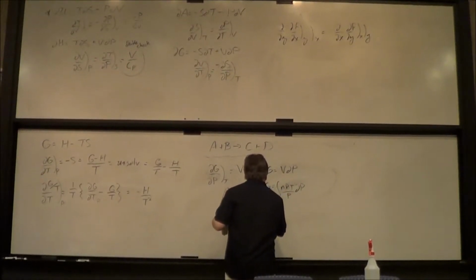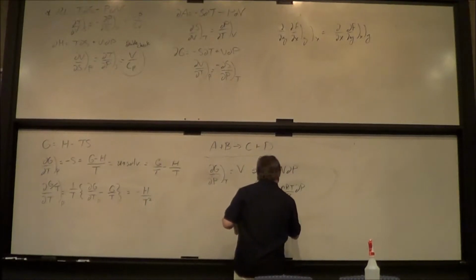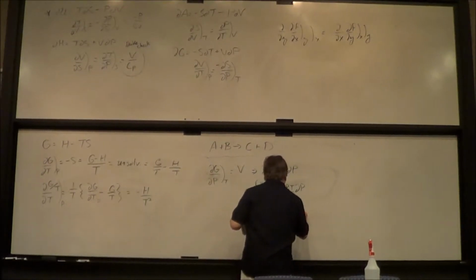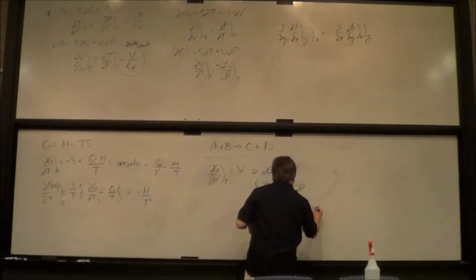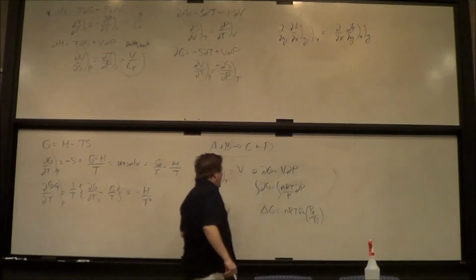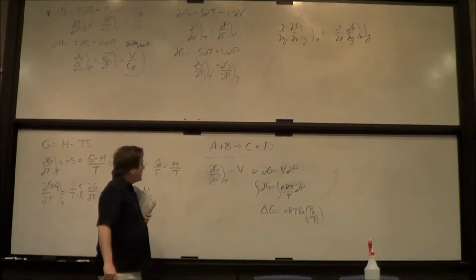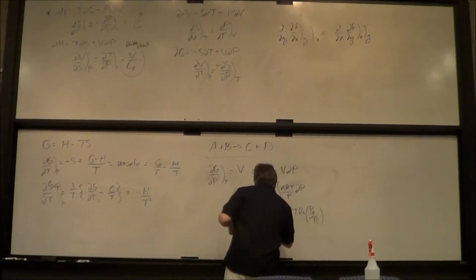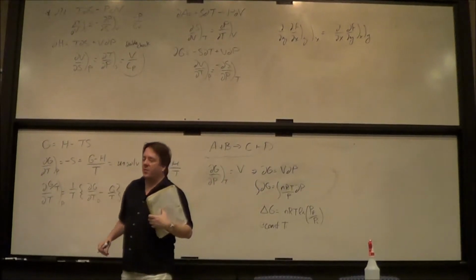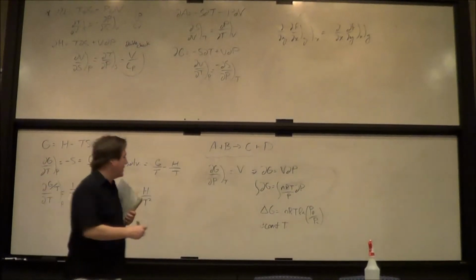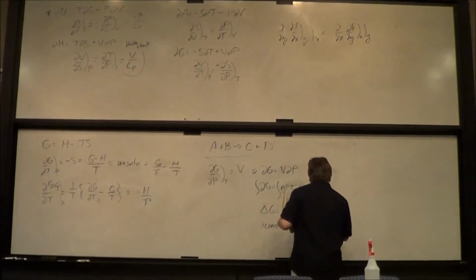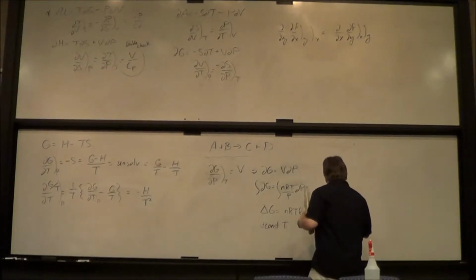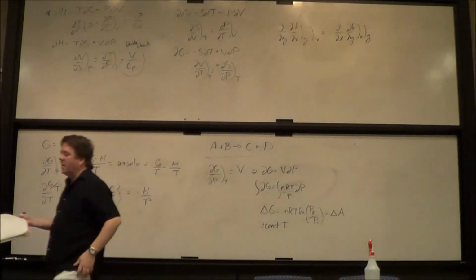When we integrate, delta G is nRT ln PF over PI. Hopefully that's correct. And this would be at constant temperature. Okay, funny thing: now you have delta G, and delta A is the same. Let me just tell you, this is also delta A. So there you go. That's how you answer your homework question.